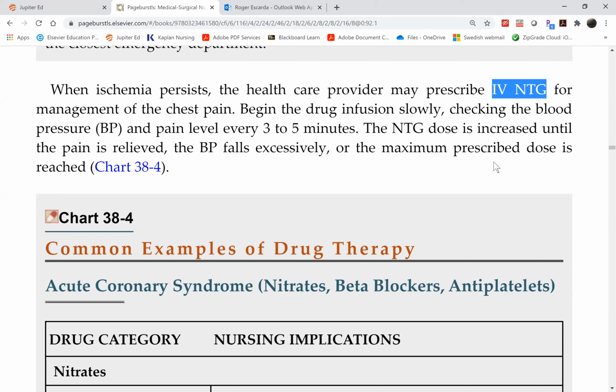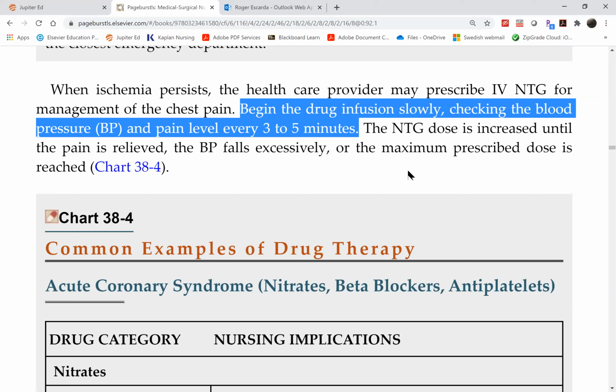And then the other math question will be the titration part, because the initial order will say nitroglycerin 45 micrograms per minute. And then the titration will say increase nitro by 5 micrograms per minute every 3 to 5 minutes to control chest pain. So now you have an initial dose running, and then you're going to titrate it. If it doesn't relieve the pain, you have to increase the dose every 3 to 5 minutes. So that's the titration for your nitro.